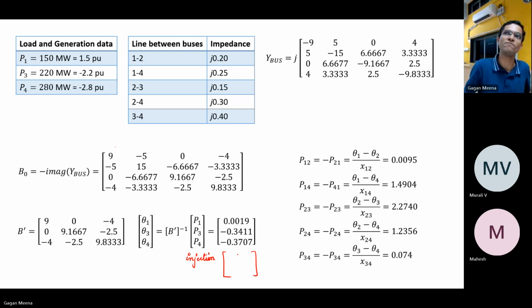You will get some large value. All these values, 0.4, 0.3, 0.5, will never be so large. Generally, they are not large, and you'll always find some angles negative and some positive, because one we have taken as 0. All of them will not be positive. Okay, we can calculate this and then we can calculate the power flow.